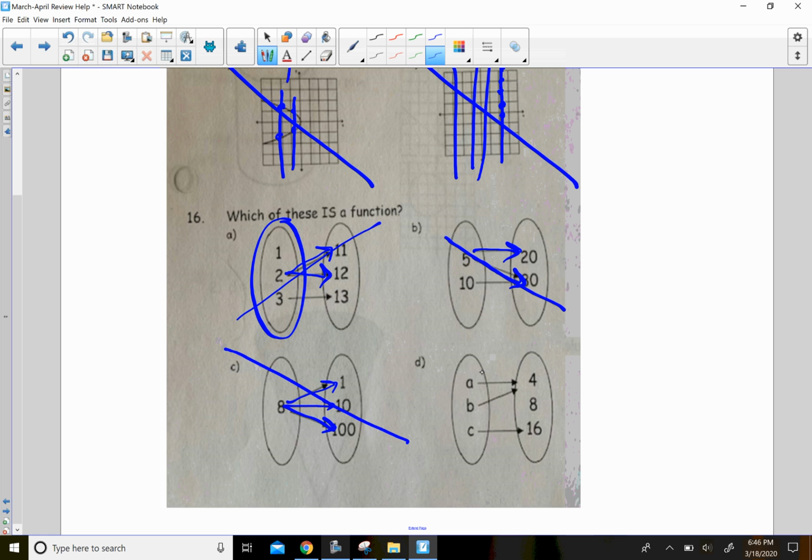D is the only one. When I put in an A, there's only one arrow, you'll get a 4. Now when I input a B, I'll also get 4, but it's still only one answer for A and one answer for B. And then if I check C, C is also one answer, which is 16. So that's the only one where every input has one and only one output. So choice D is my function.